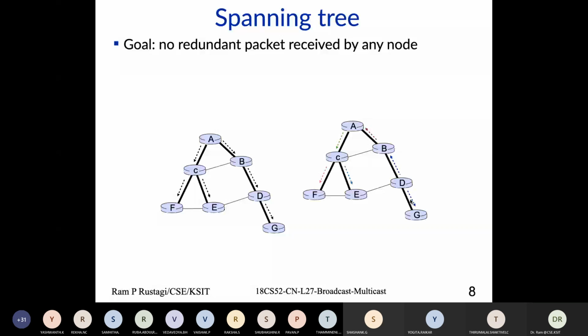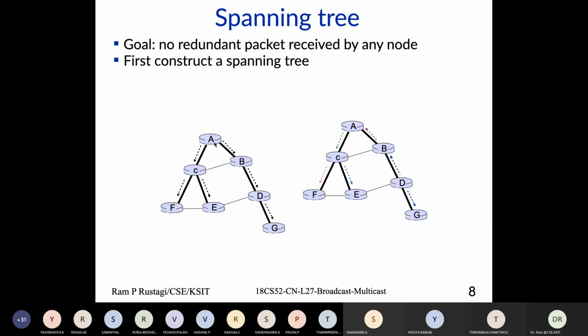So it is a connected subgraph such that there is no cycle and it has all the nodes of the original graph. So if somehow we were to build a spanning tree of the graph, and a node sends a packet only on those edges which constitute the spanning tree and does not send packets on any other edges, then when A sends a packet, A sends to only B and C.